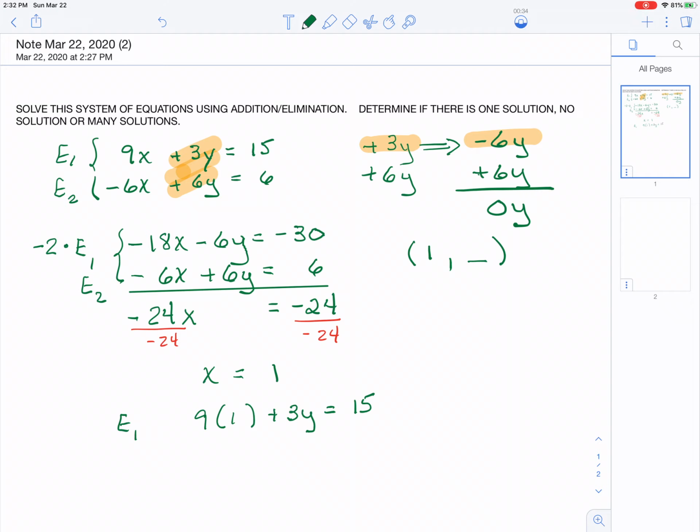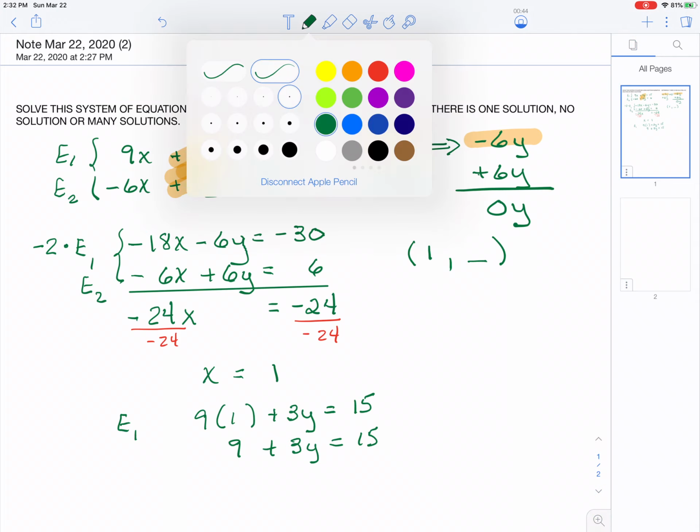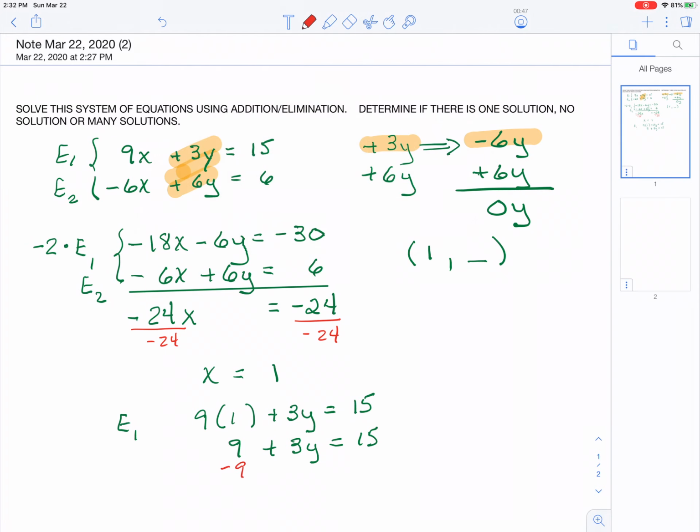I'm going to replace that x with a positive 1. All right, so here I have 9 plus 3y equals 15. I'm going to subtract 9 from both sides, which gives me on the left side positive 3y, and on the right side positive 6, and dividing each side by 3 in order to get the y by itself as a positive 1y, I get y is equal to 2.